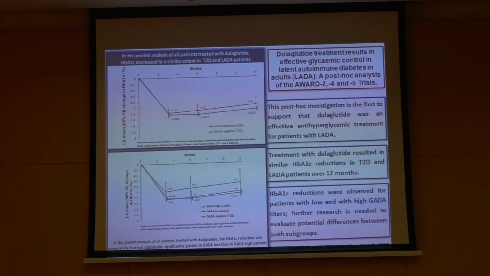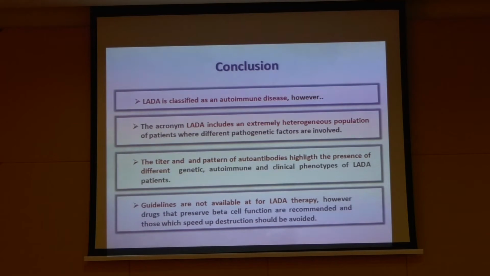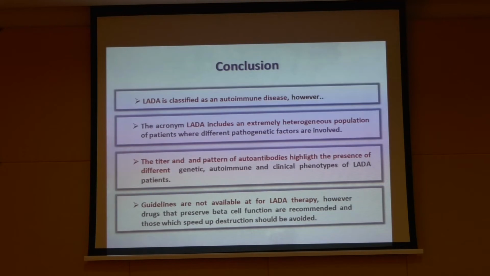So I'm going to conclude by saying that LADA is an autoimmune disease. However, LADA includes an extremely heterogeneous population. The titer and the pattern of autoantibodies highlight the presence of different genetic, autoimmune and clinical phenotypes of LADA. Guidelines are not available at present for LADA. However, drugs that preserve beta cell function are recommended, and those which speed up destruction should be avoided. Thank you very much.